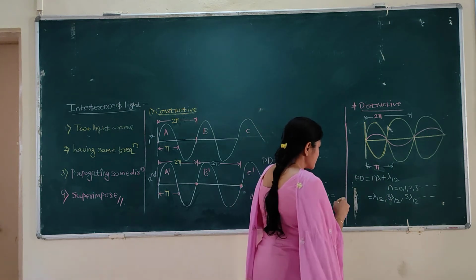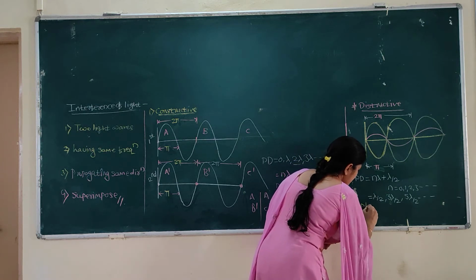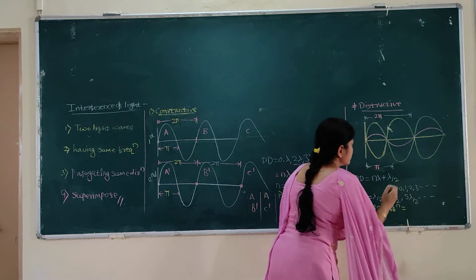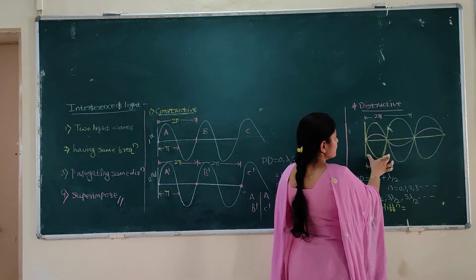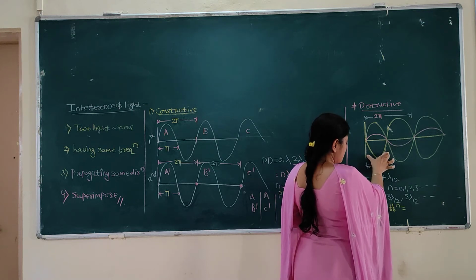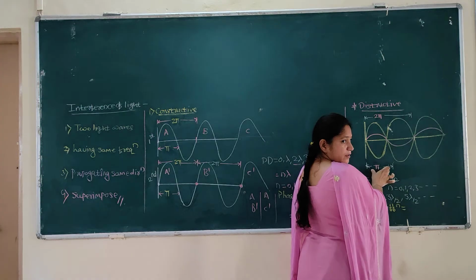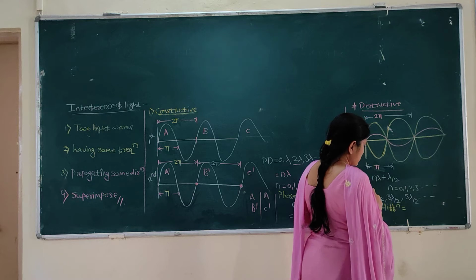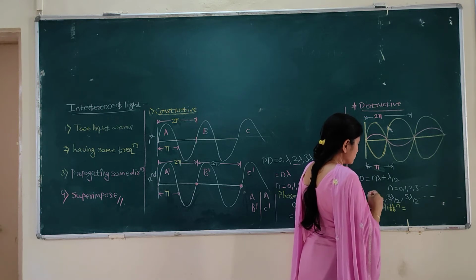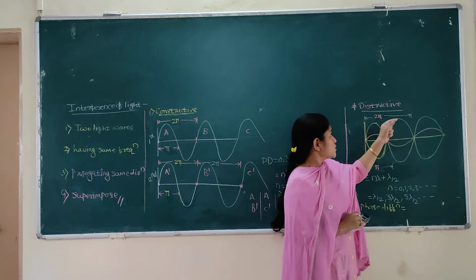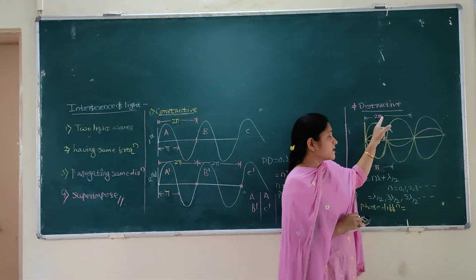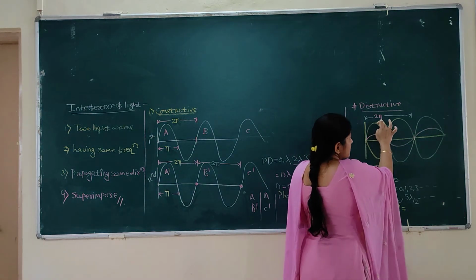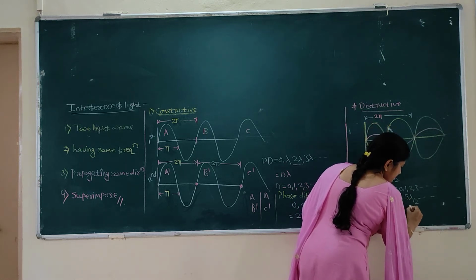Okay, so phase difference. Here, for destructive interference, the phase difference between the two waves is pi. And the optical phase difference is 2 pi, and therefore for n number of waves, this phase difference we can write as 2 pi n.